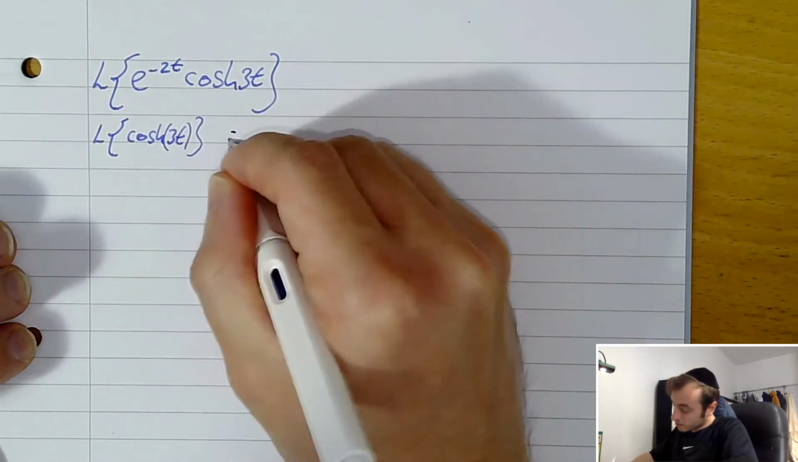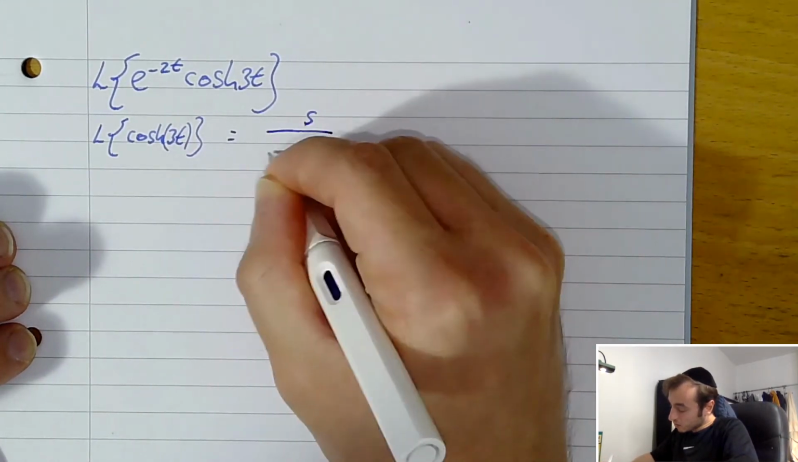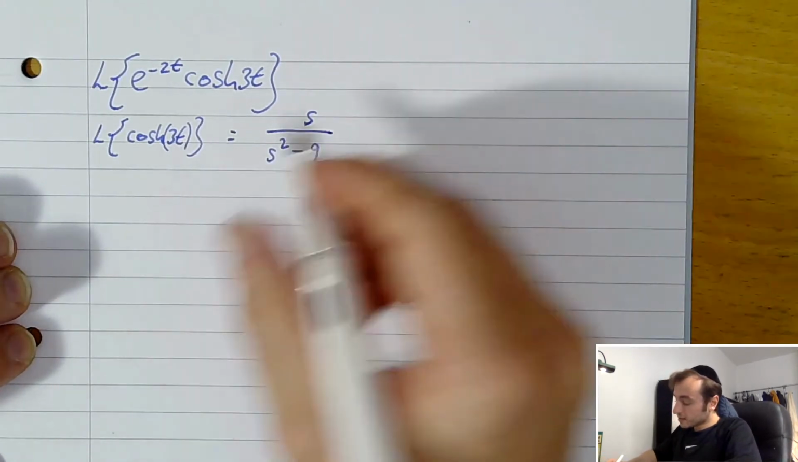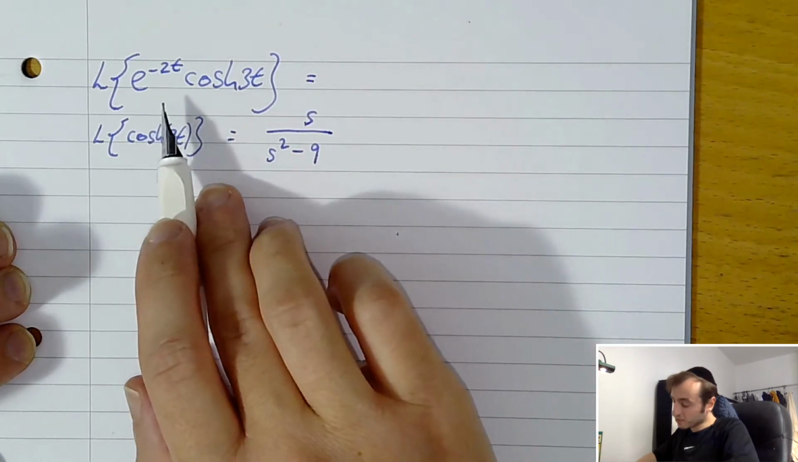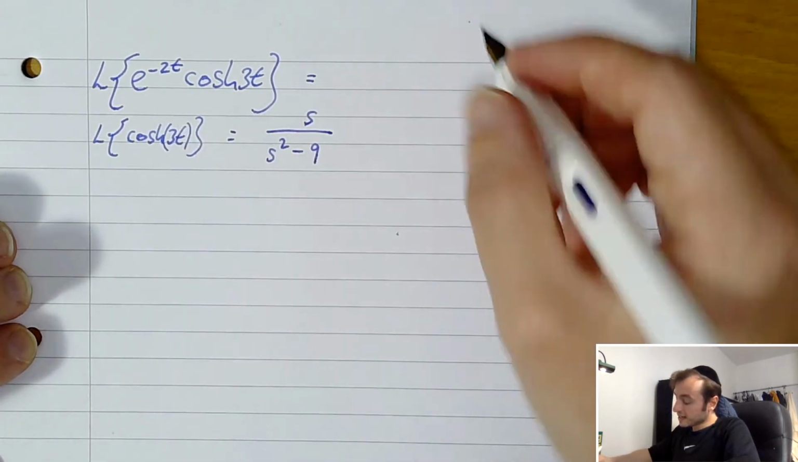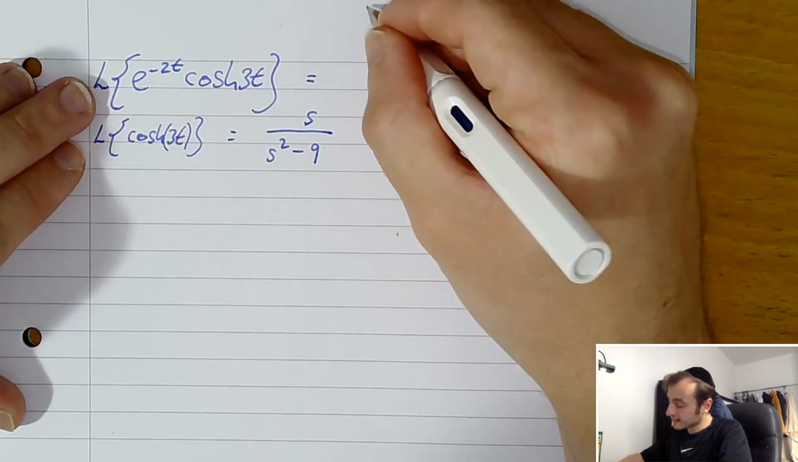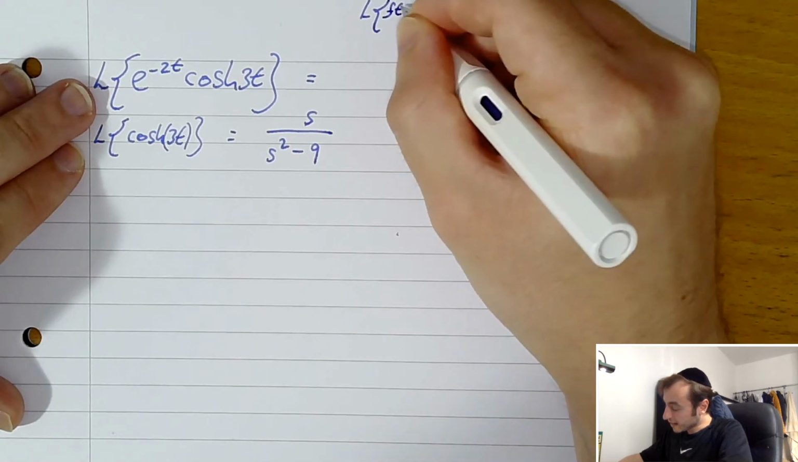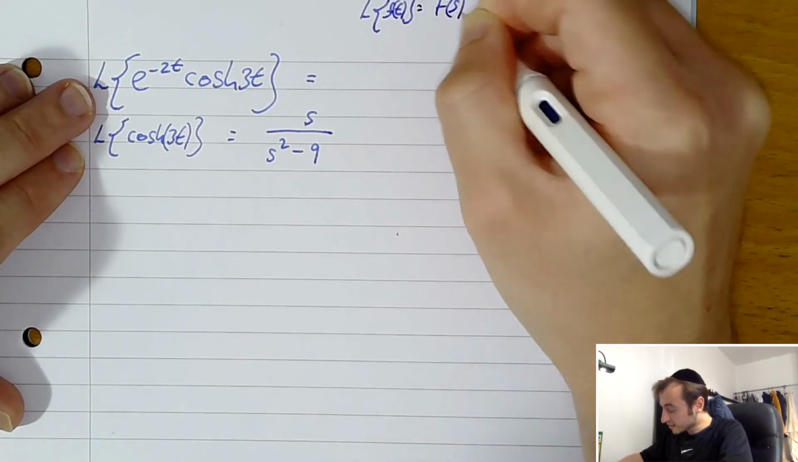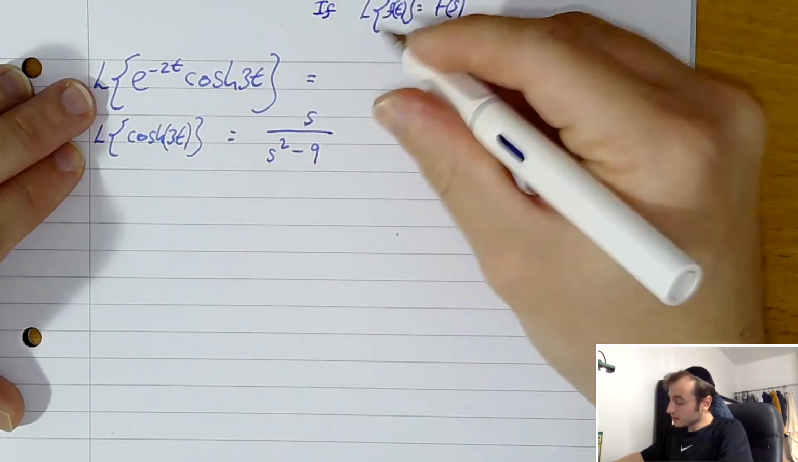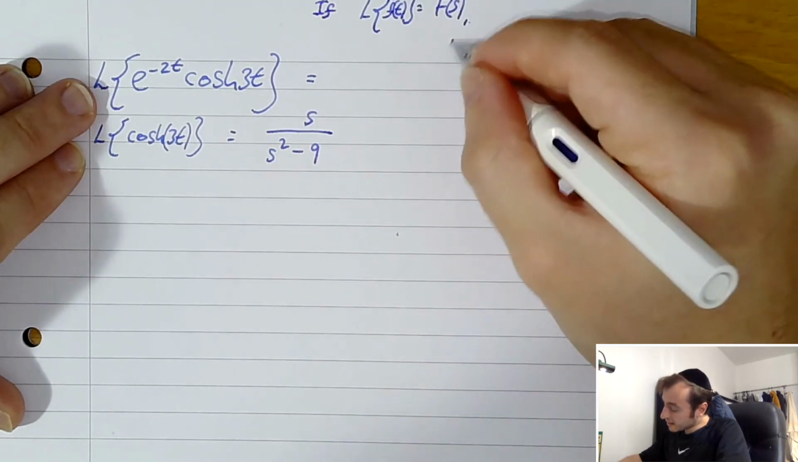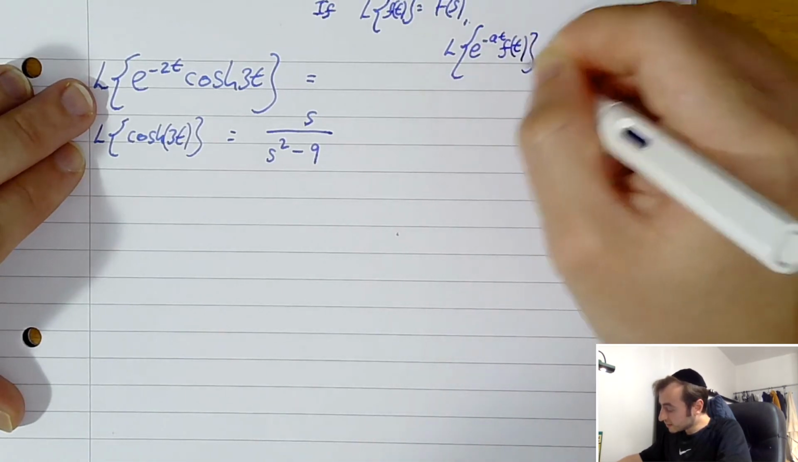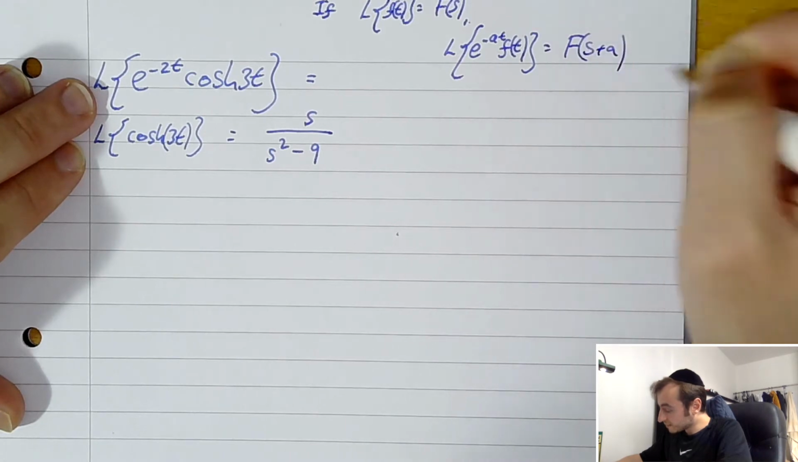So the Laplace transform of cosh 3t is going to be s on s squared minus a squared. In this case, it's going to be 3 squared, which is 9. So therefore, we can say that the Laplace transform of e to the minus 2t cosh 3t is going to be some kind of shift, the shift theorem. So always write down the theorem that you're going to use. I find that helps me quite a lot. So if the Laplace transform of f of t equals f of s, then the Laplace transform of e to the minus at f of t equals f of s plus a.